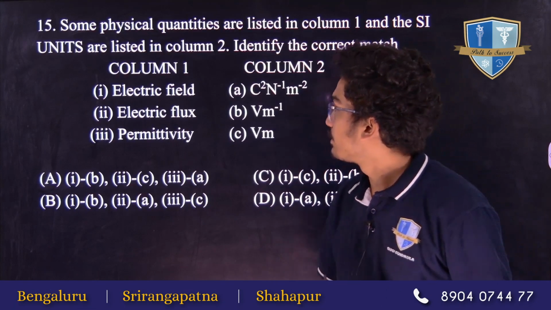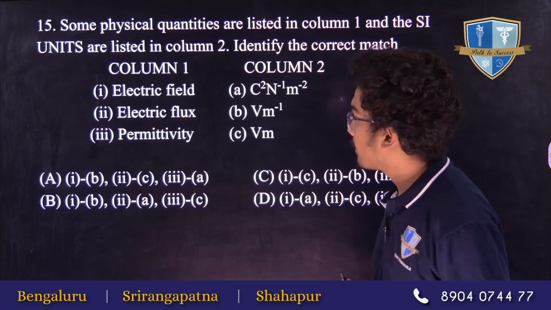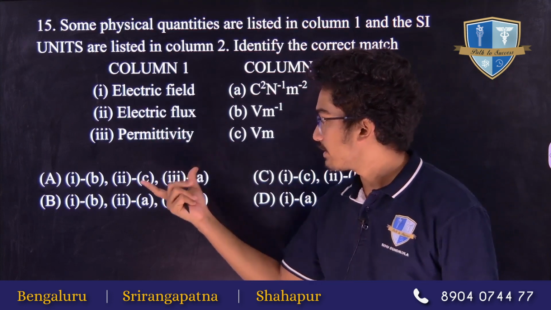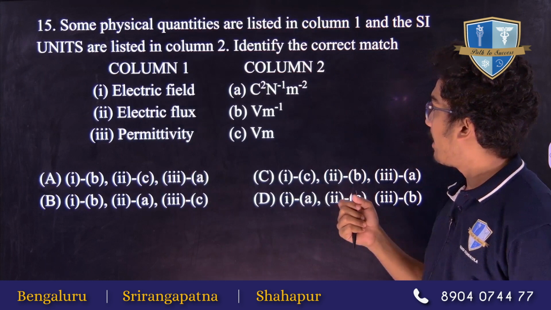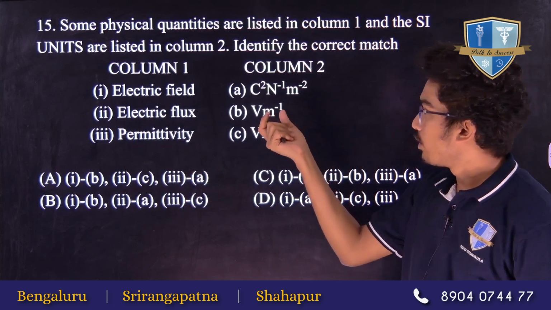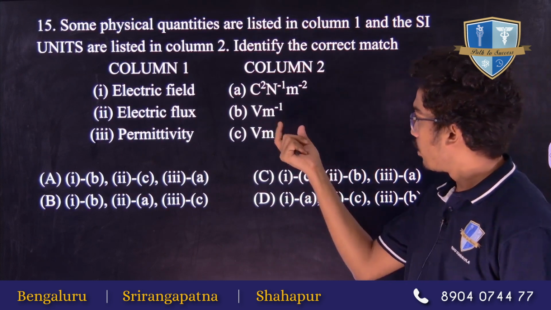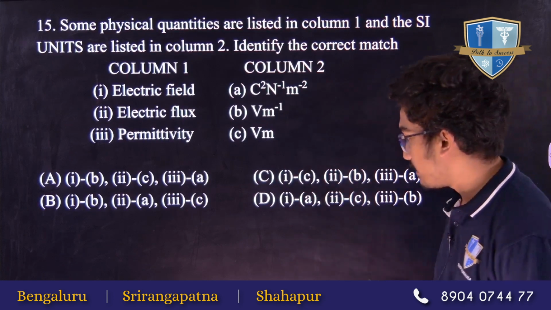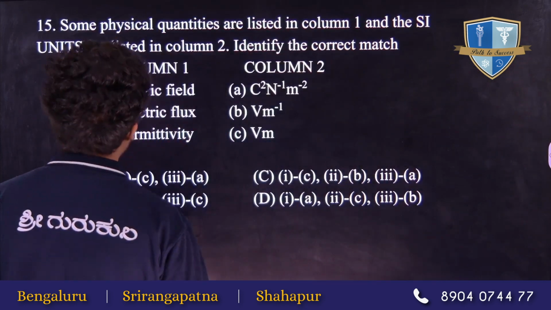So in our today's question, we have two columns. The first column has some physical quantities: electric field, electric flux, and permittivity. The second column has some SI units: coulomb per Newton per meter square, volt per meter, and volt meter. So we are supposed to match these columns. Let's see. First we have electric field.